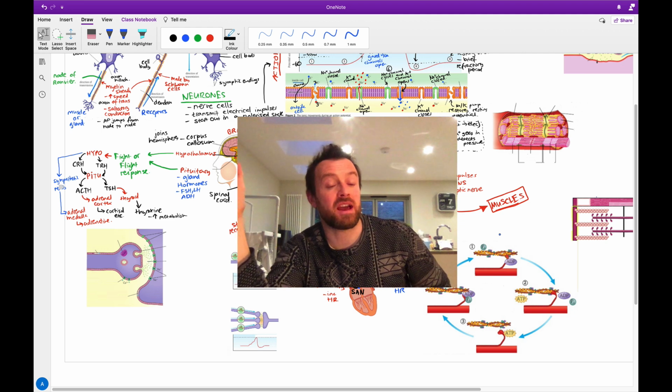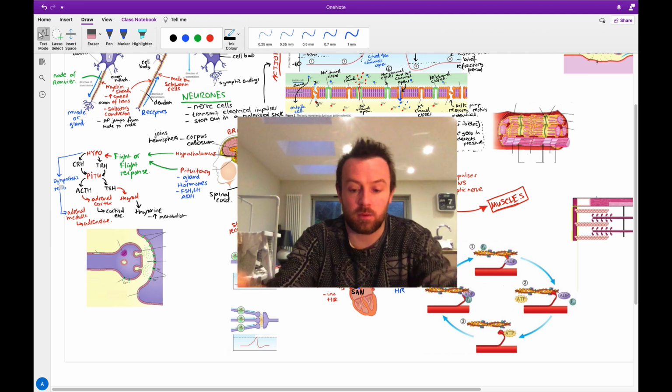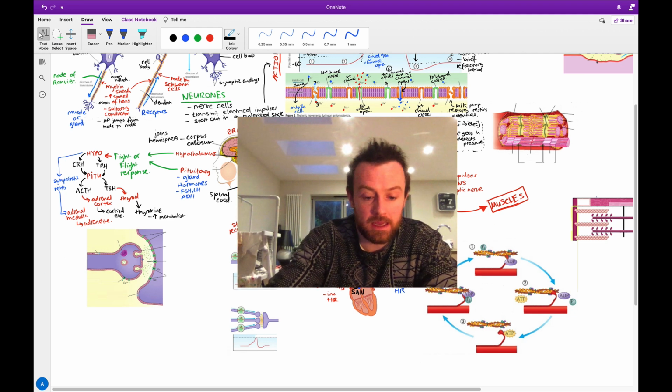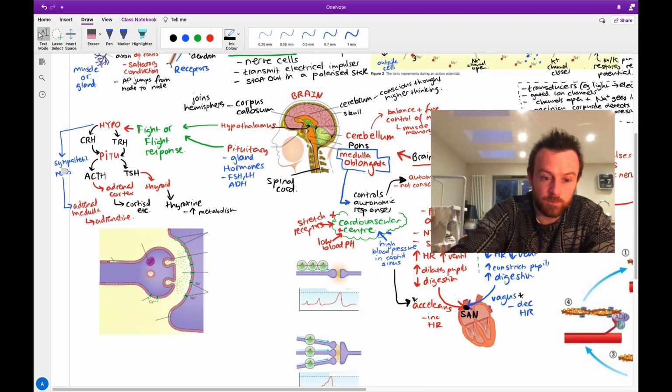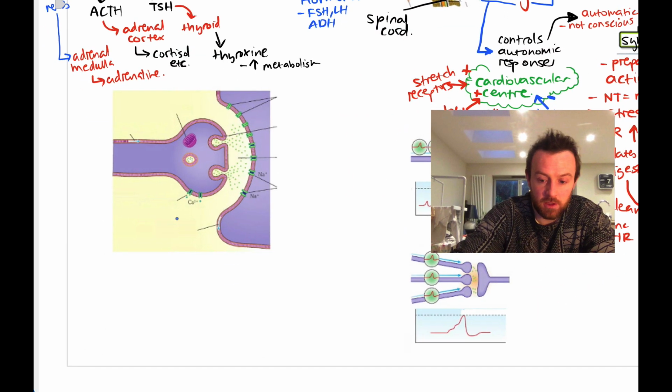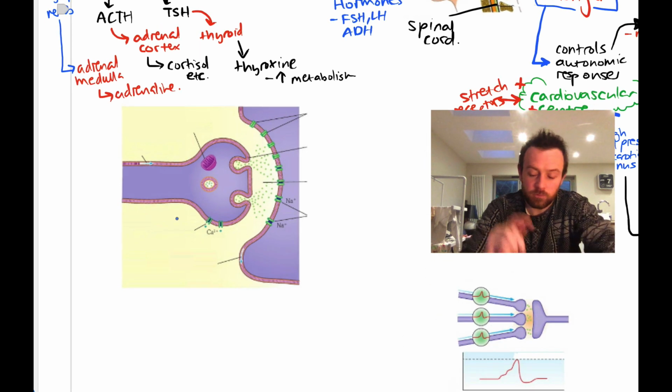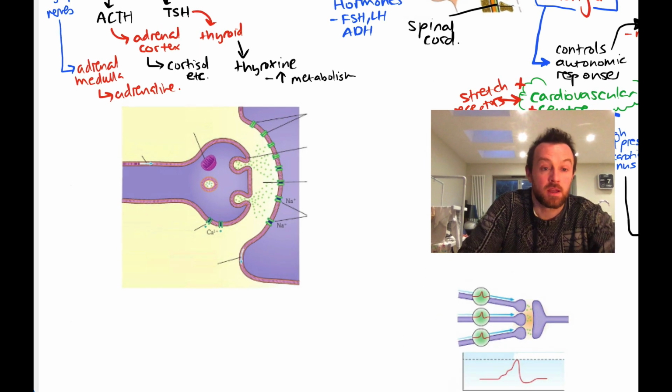Okay, so we've looked at the action potential, but how does the action potential move from one neuron to the next at the synapse? That's the next thing we're going to look at down here in the bottom left-hand corner. So let's zoom in. I'm going to try and go through the synapse pretty quickly. I think you should be able to get it pretty well.